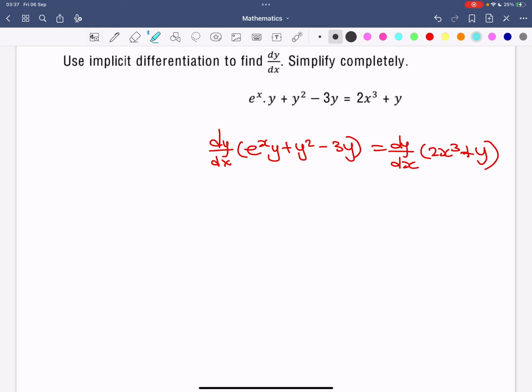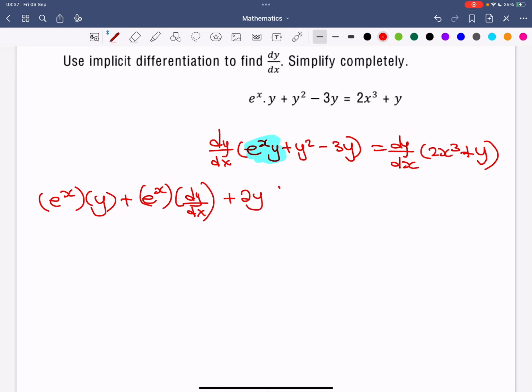With the first part, you can see you have e to the x and y, and those two are multiplied together. You're going to have to use the product rule in order to find the derivative. So how do we find that? This becomes e to the x multiplied by y plus e to the x multiplied by dy over dx, that's the derivative of that product, plus 2y dy over dx minus 3 dy over dx equals, what is this? This becomes 6x plus dy over dx.